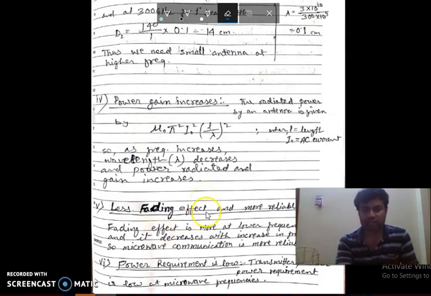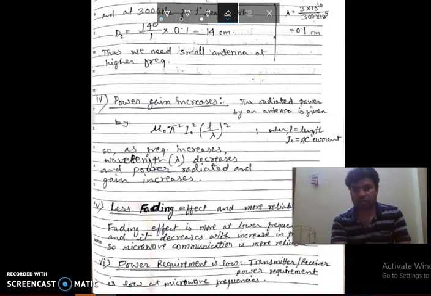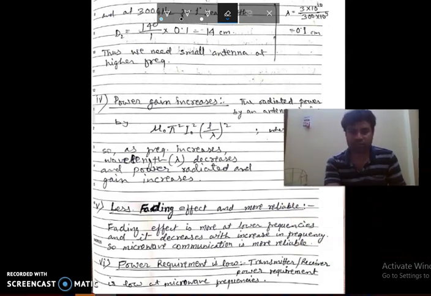The next advantage is less fading effect, so it will be more reliable. Fading effect is more at lower frequencies, and with the increase of frequency, the fading effect decreases, so the information will be more reliable. We can have more information.